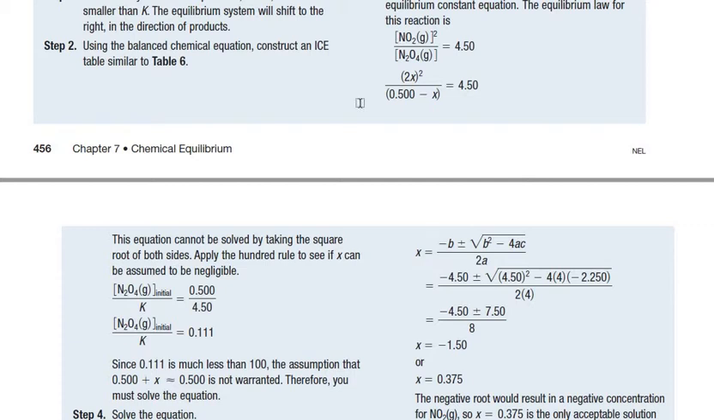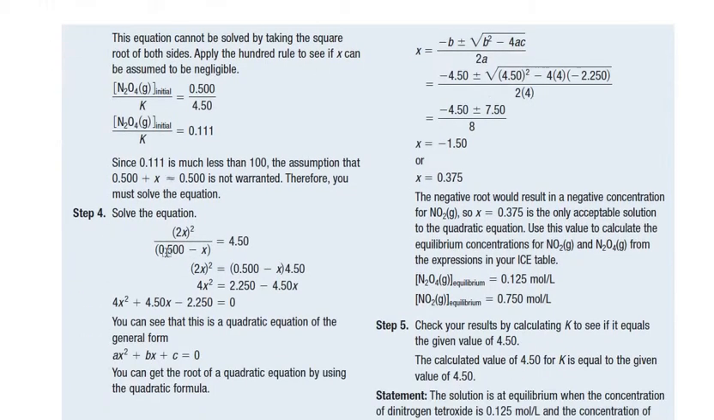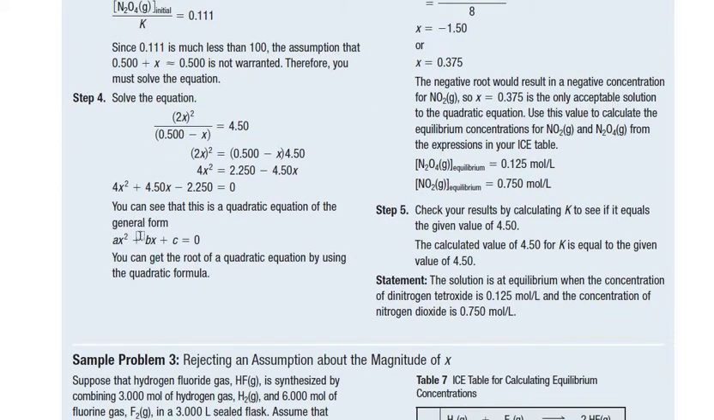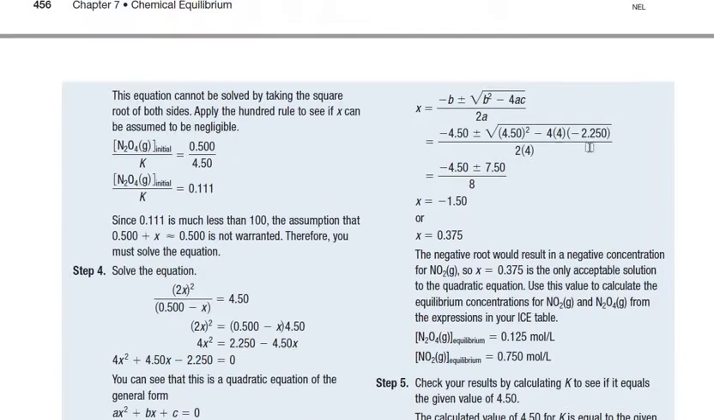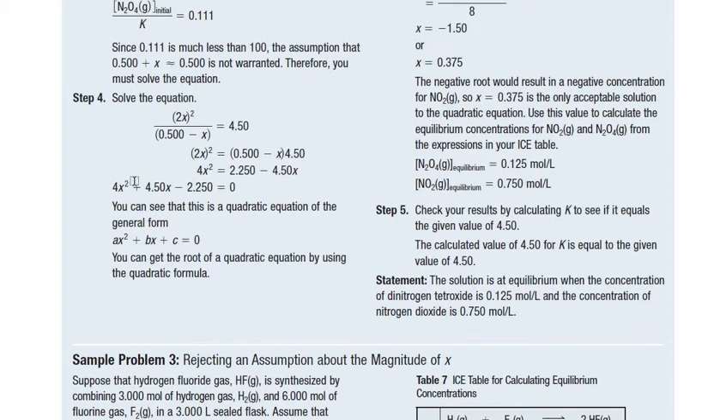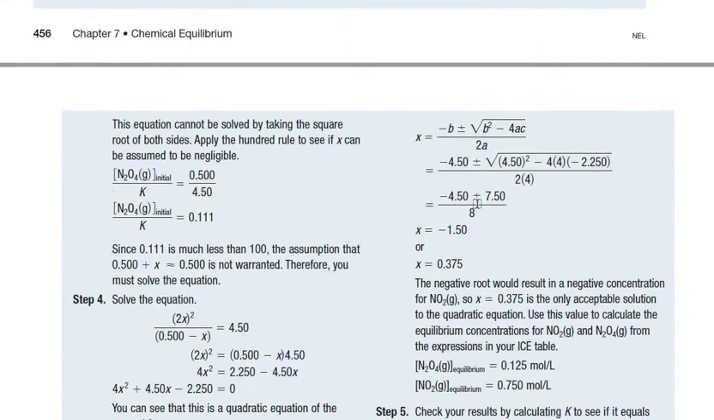We can use cross multiplication. So we have 2x to the power of 2 equals 4.5 times 0.5 minus x. We expand this, and here we expand this too, 4x squared, and simplify it. We have the quadratic equation, ax squared plus bx plus c. We can use the quadratic formula. Here a is 4, b is 4.5, and c is negative 2.25. We substitute everything and get two numbers, negative 1.5 and positive 0.375.